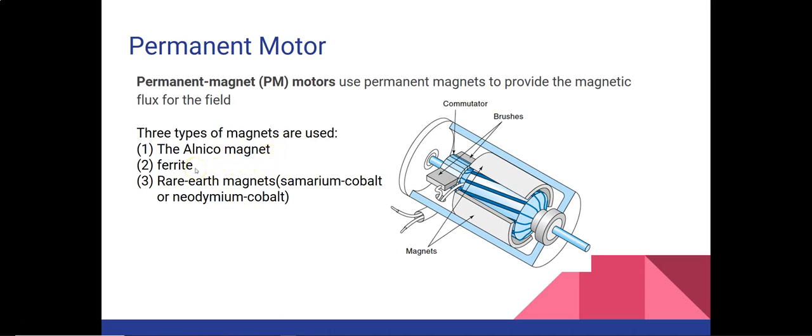Second is the ferrite. Ferrite has low flux density, so the magnets have to be very large, but they are not easily demagnetized. So that's the benefit of the ferrite. And the third, we have the rare earth magnet. This type of magnet is made from samarium cobalt or neodymium cobalt, and it combines the desirable properties of high flux density and high resistance to demagnetization.